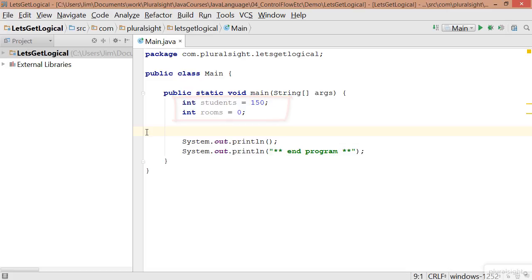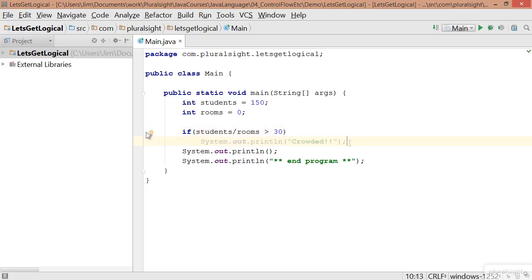And let's say I just want to put a condition in here where I want to print out the message crowded if there are more than 30 students to a room. So I'm just going to write my if statement, and I'll take students, divide that by rooms, and if that's greater than 30, I'll print out my message. So if the result of students divided by rooms is greater than 30, I print out that crowded message.